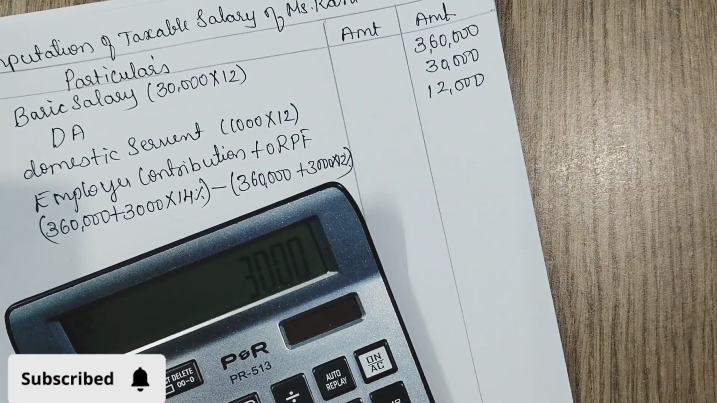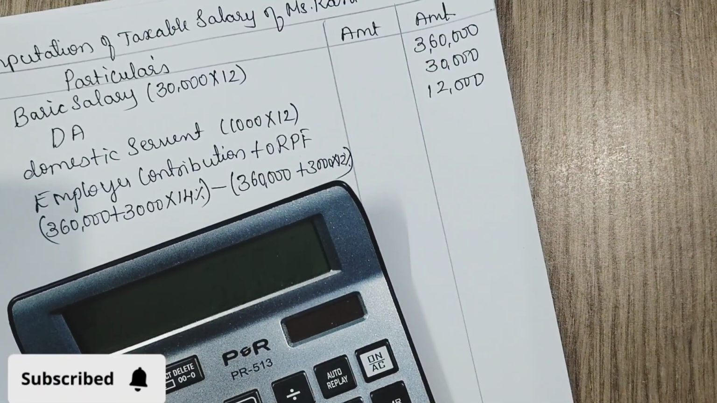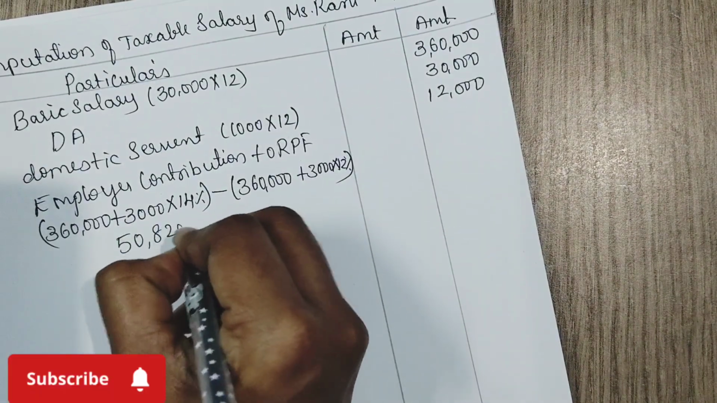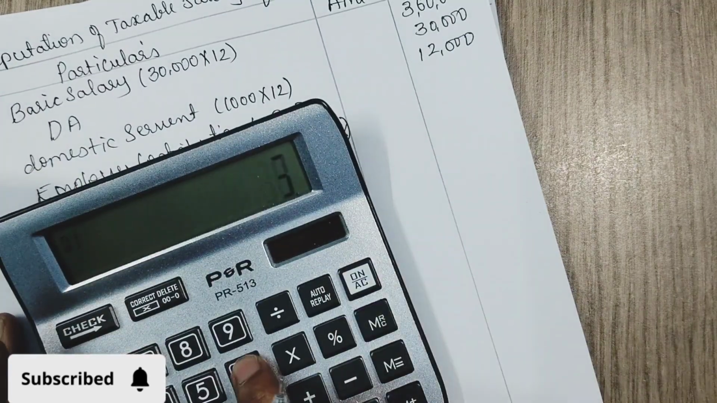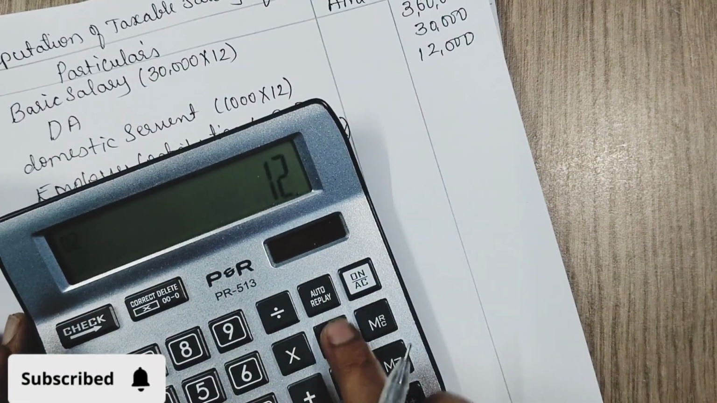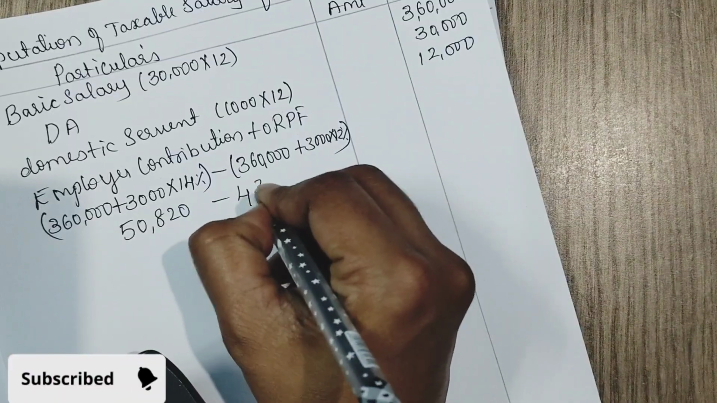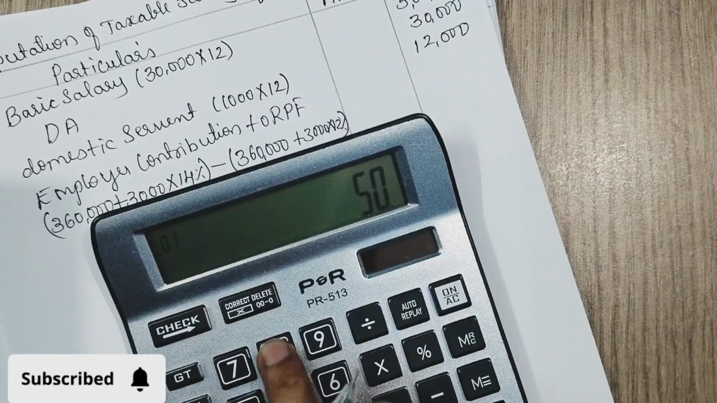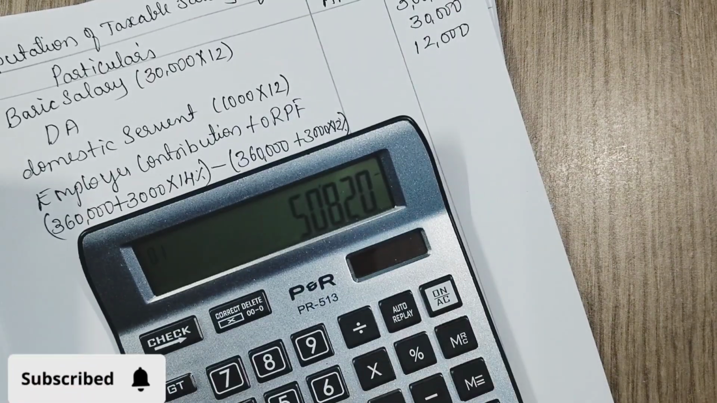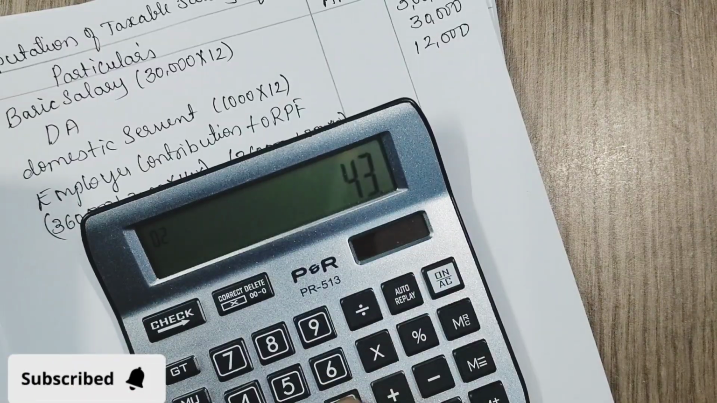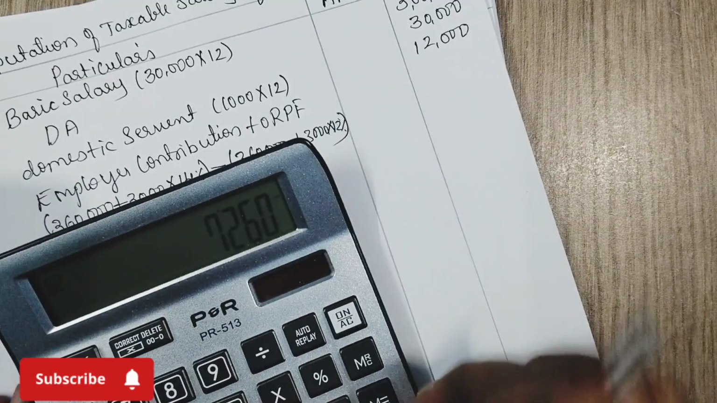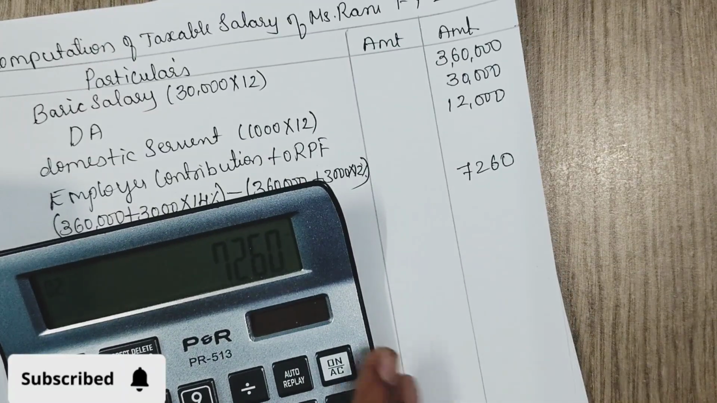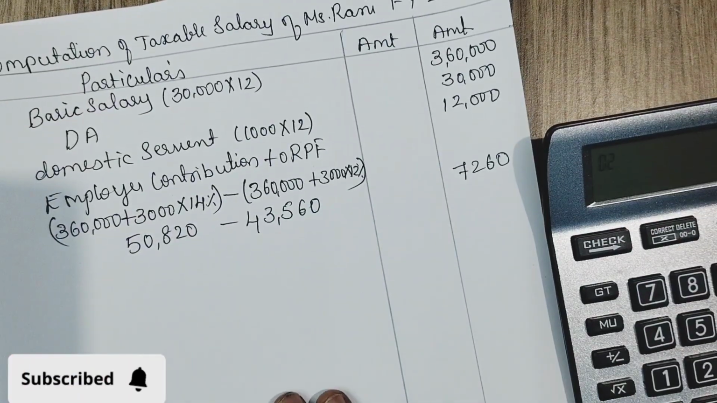3,60,000 plus 3,000 is 3,63,000 into 14% is 50,820 minus 3,63,000 into 12%, 43,560. What is the taxable amount? 50,820 minus 43,560, 7,260 is the taxable amount. Understood? Yes. Next, what is the next transaction?